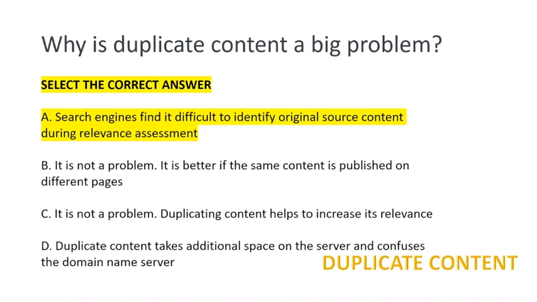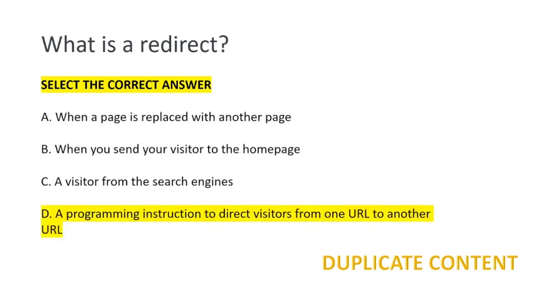Why is duplicate content a big problem? A. Search engines find it difficult to identify original source content during relevance assessment. What is a redirect? D. A programming instruction to direct visitors from one URL to another URL.